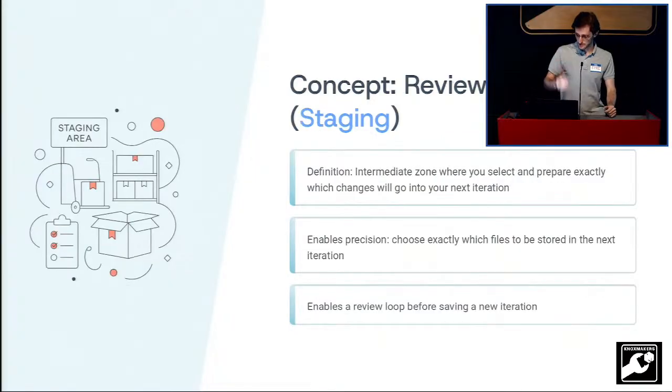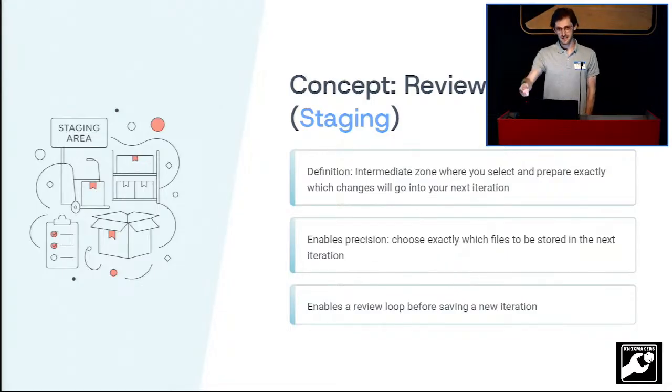And what are the reviewed files? There's something called a reviewed area. It's an intermediate zone where you select and prepare exactly which changes will go into your next saved iteration, right? So you may make a few changes, say you're working on a feature, and you review them and say, you know what, this looks good. You click the reviewed button, and it goes into the special area, saying I've already reviewed this. I don't need to necessarily review this part again. Okay?